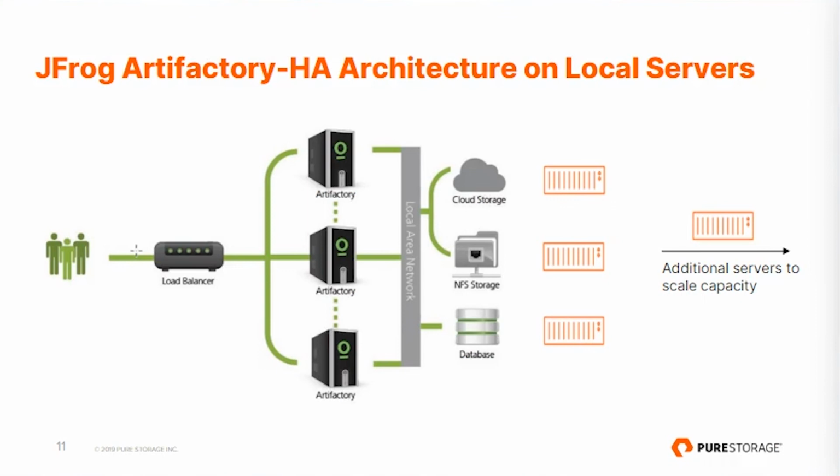So let's look at a typical JFrog Artifactory. This is an HA architecture where you have a front-ending Nginx server, working as a layer 7 load balancer that connects to your JFrog Artifactory servers, which are running on multiple servers in your data center. And as you start to run out of capacity, you keep adding more and more servers to it.